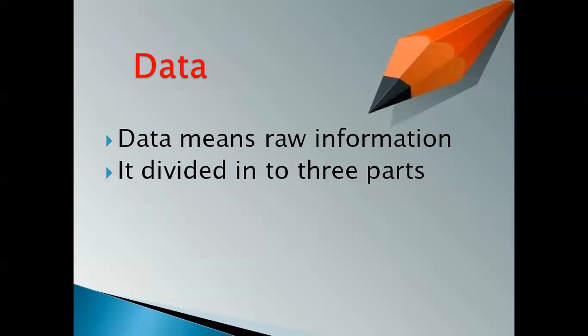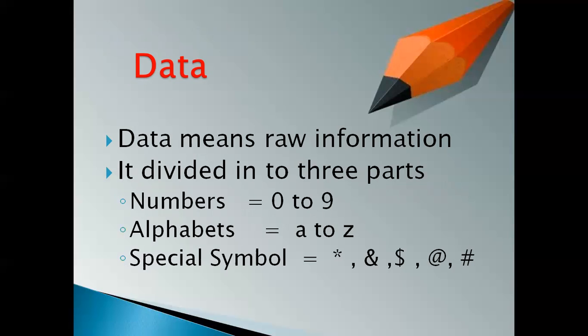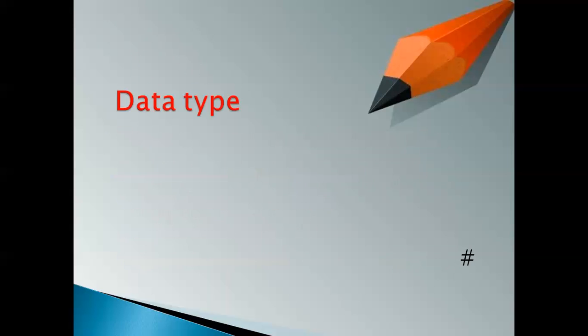It is divided into three different parts. How can we enter the data? Either in number form, alphabet form, or special symbol form. Sometimes we type 0 to 9, sometimes we type A to Z, sometimes we write different symbols. So when we enter any information, we enter it in these three forms.